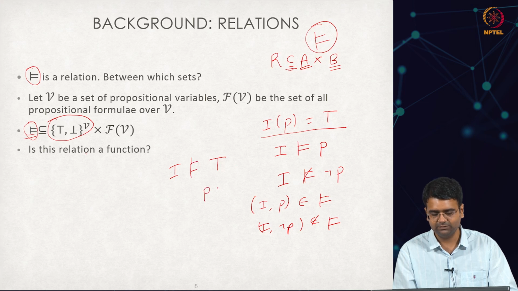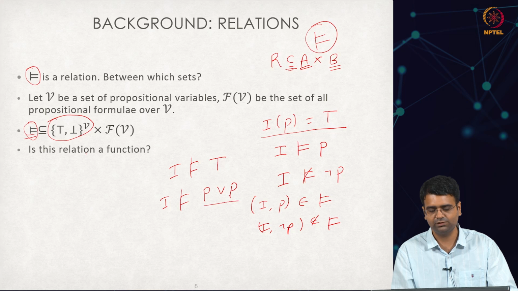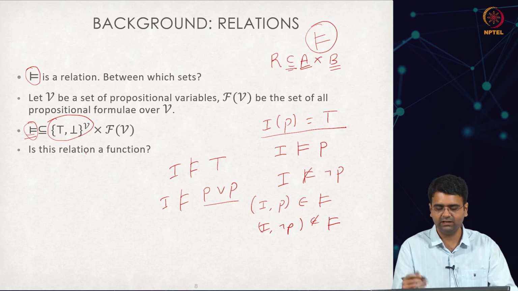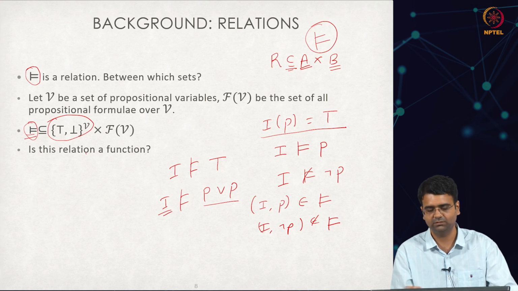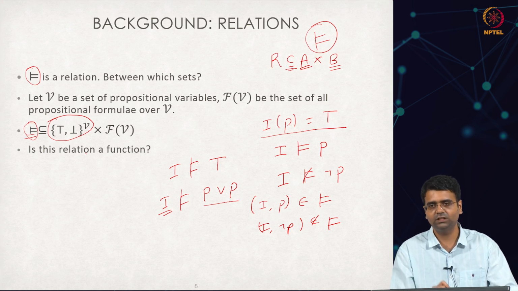Similarly, I can take something like P or not P, and under this particular interpretation I, this formula is also going to evaluate to true. There are in fact an infinite number of such formulas which evaluate to true under this interpretation I. So therefore this models relation is not a function. It relates those interpretations to those formulas under which the formula evaluates to true.